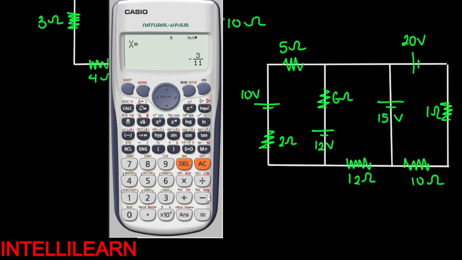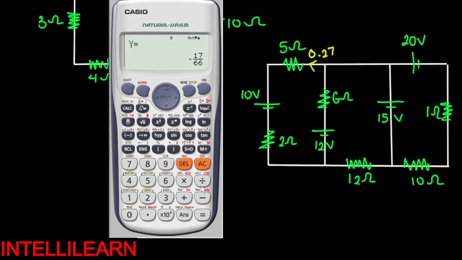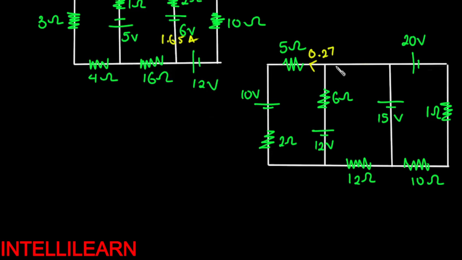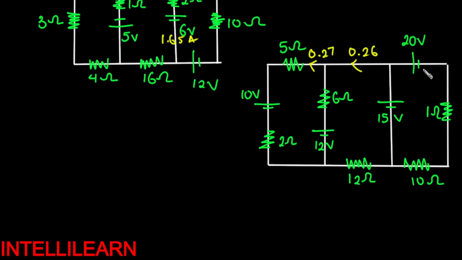So the first current is what? Minus 0.27. So I was going clockwise, so it's now anti-clockwise, and it is 0.27. The second current is minus 0.26. So I was going clockwise, I was going this way, and it's now this way. So this was 0.26. And the last current is minus 0.45. So I was going this way, now it is this way. 0.45 amperes.